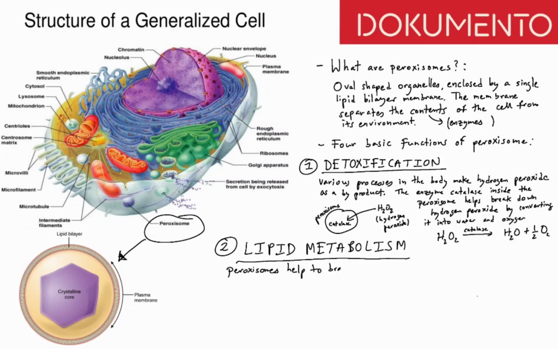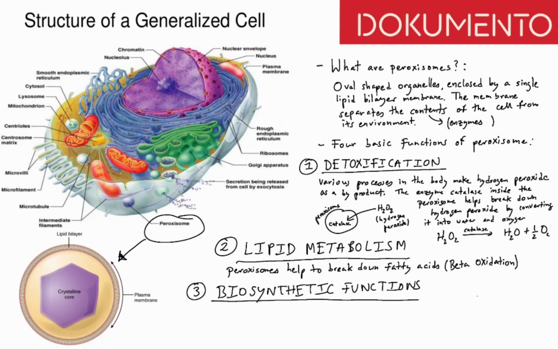The second function is lipid metabolism. So the peroxisomes are going to help to break down fatty acids. And I'm not going to go through the reaction here, but it's through a process that's called beta oxidation. Peroxisomes also function in biosynthesis. So they help to synthesize plasmalogens, which are very important inside the structure of the cell's lipid bilayer. So they synthesize the important lipids that are found in our cell's membranes.